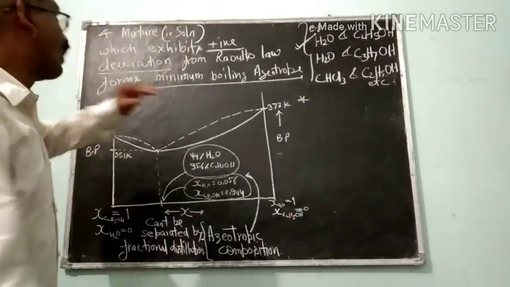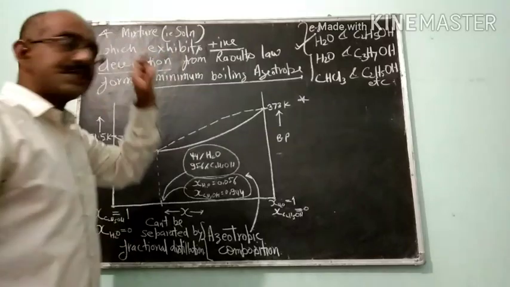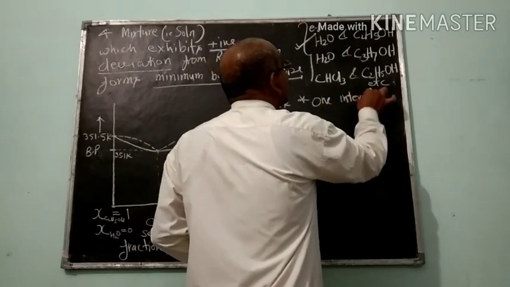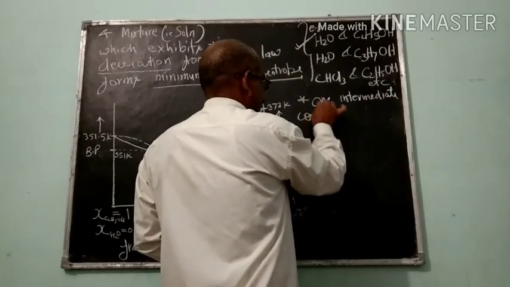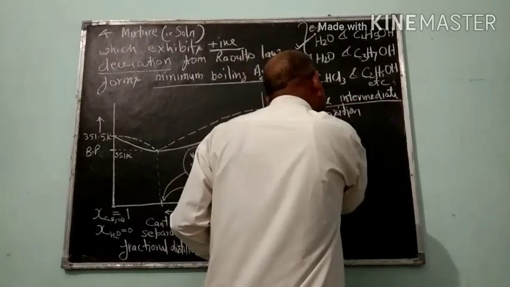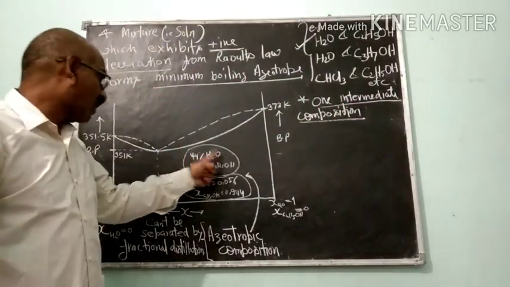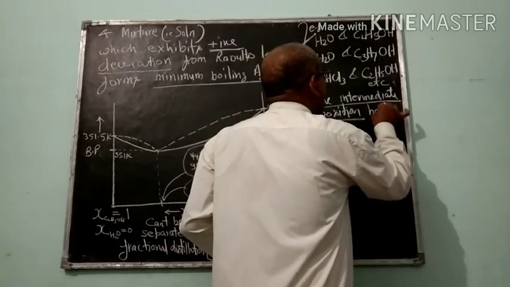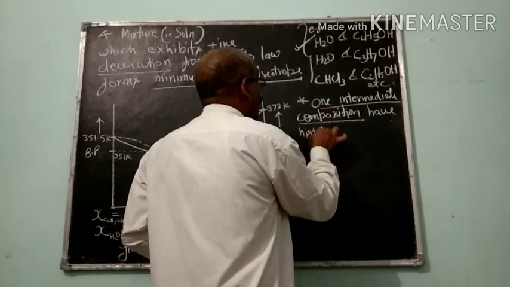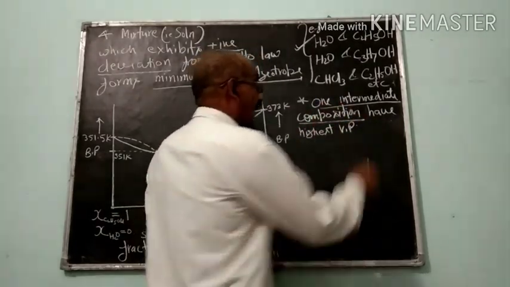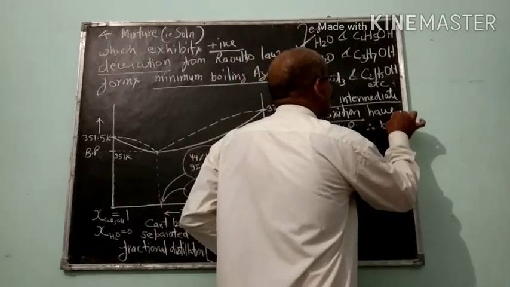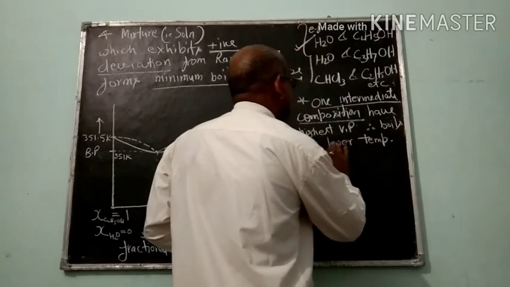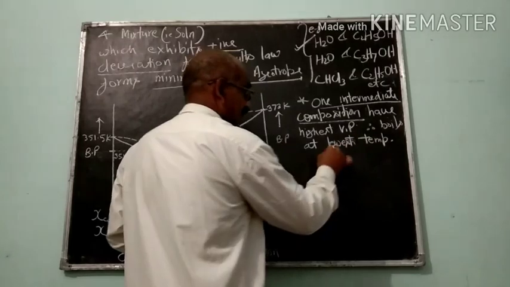तो रीजन है, एक्चुअली व्हाट हैपेंस कि सॉल्यूशन जो कि पॉजिटिव डेविएशन शो करते हैं उसमें एक इंटरमीडिएट कंपोजिशन, जैसा कि इस केस में 4.4% वाटर एंड 95.6% इथेनॉल इज इंटरमीडिएट कंपोजिशन. तो वन इंटरमीडिएट कंपोजिशन, this have highest vapor pressure and therefore it boils at lower temperature, or you can say boils at lowest temperature. So is it clear?